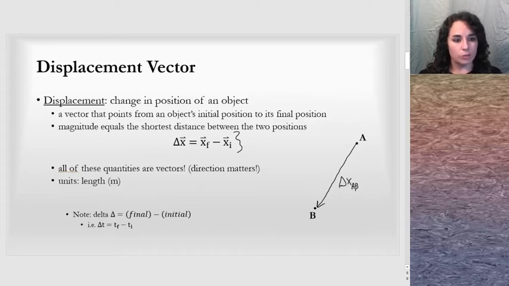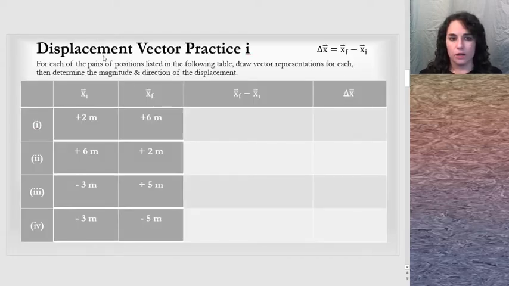So I have an example on the next slide here. Displacement vector practice, and there's the equation up there, and we're going to use vectors to do this. You can see that I have a column of initial positions and a column of final positions, and I've asked us to find the final minus initial, the displacement. And so this might seem a little bit intuitive, right? If I have 2 meters, we'll define to the right to be the positive x direction. So if I have positive 2, I can draw a vector like that.